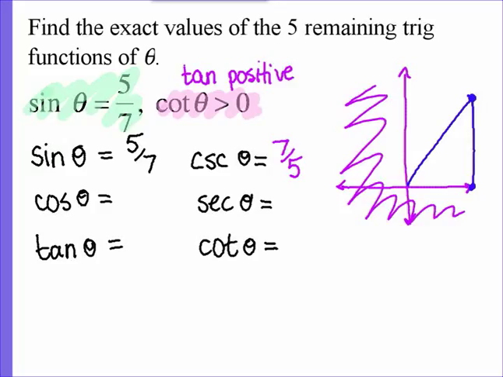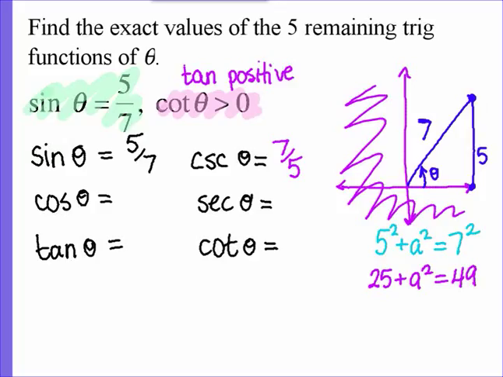So what does that tell me? Sine being 5/7? The opposite is 5. What's the hypotenuse? 7. Good. So now all we need to find is what? Adjacent. So 5 squared plus a squared equals 7 squared. We're just about done. So hang on. So I end up getting 25 plus a squared equals 49. A squared equals 24.